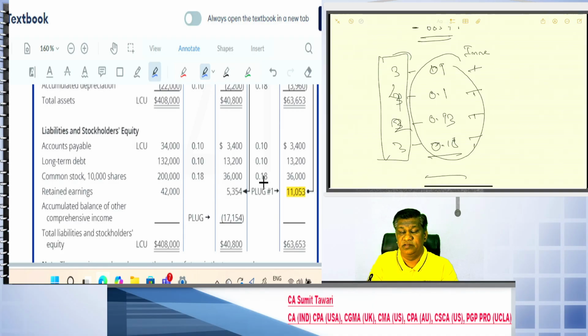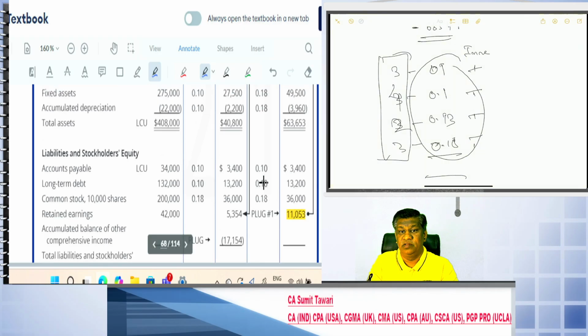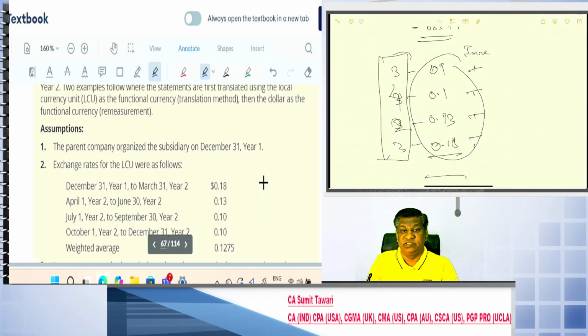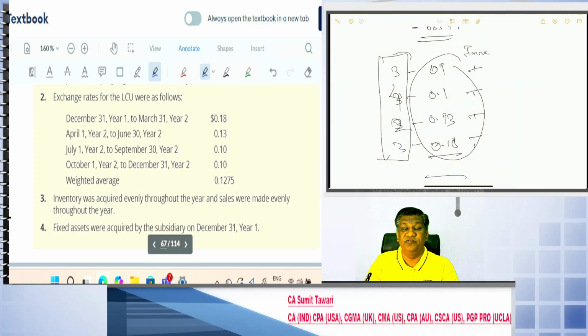Nothing is mentioned in the inventory and fixed asset. What do we have to assume? Which rate? See, what they gave in the question: inventory was acquired evenly throughout the year and sales were made evenly throughout the year.